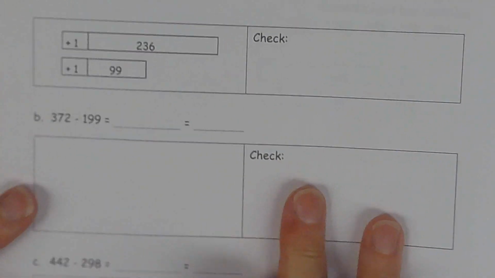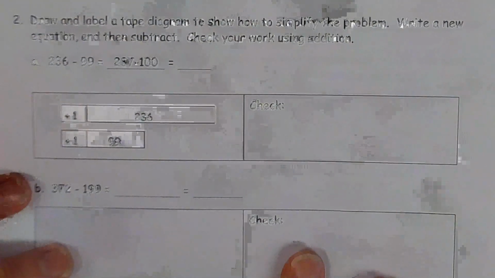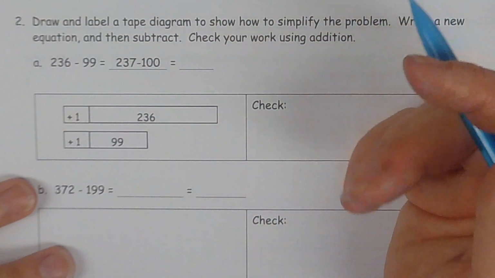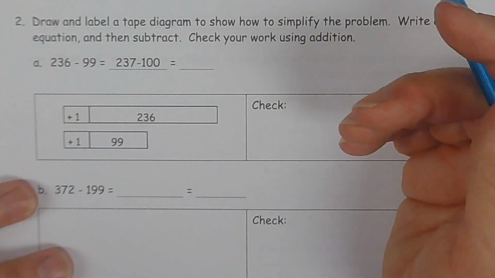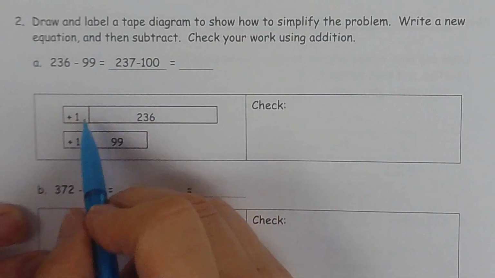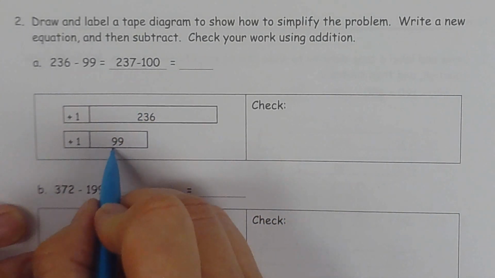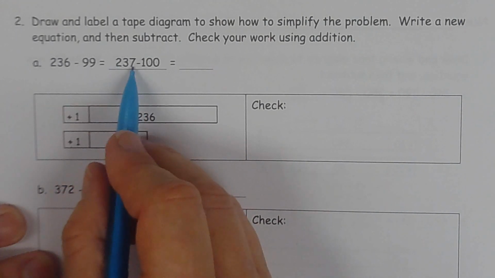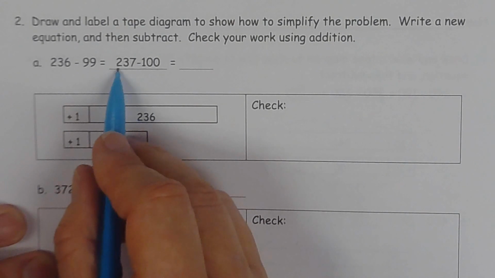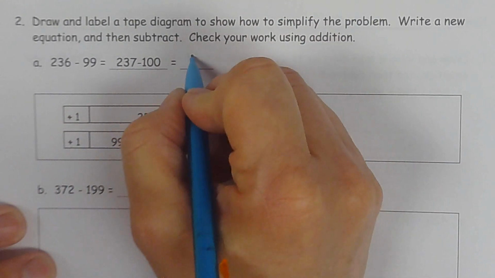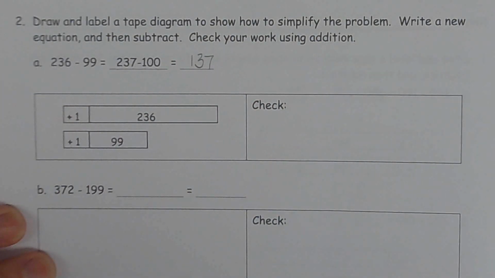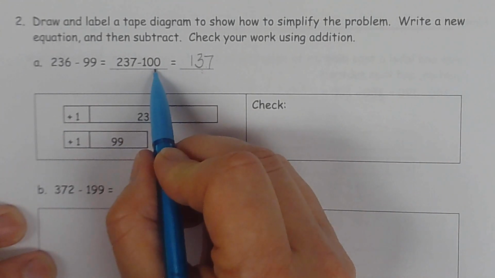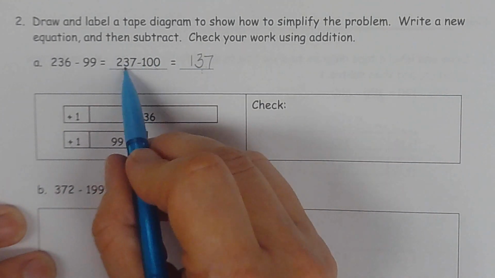Now, this page is the same thing, but in order to check our work, we're going to do the opposite and add. Adding is the way to check subtraction. So again, they've done this. They've started it off for us. This time, instead of adding a 10, we only needed 1 to give us 100. So we have 237 minus 100. 200 minus 100 is 137. Now, what we need to do is add those parts together. If I add my two parts together, I get my whole.